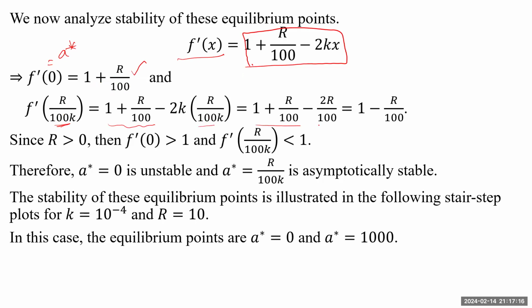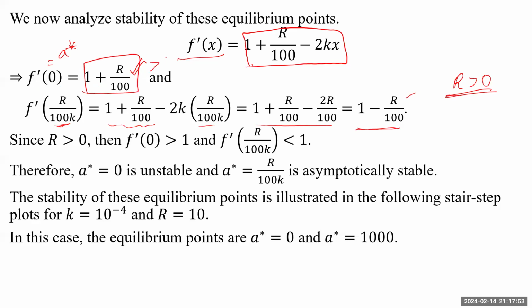So by simplification, you will get 1 minus r over 100. So here, the derivative of the equilibrium points depends on the r. What is the r? That is the rate of interest. You know that the rate of interest is always greater than 0. So in this case, r is greater than 0, the f dash of 0 is greater than 0.